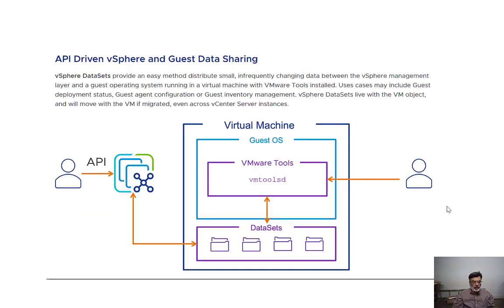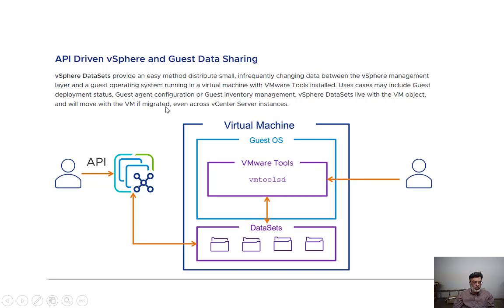Now the final feature is called vSphere dataset. Basically vSphere dataset provides an easy method to distribute small, infrequently changing data between the vSphere management layer and the guest operating system running in a virtual machine with VM tools installed. Use cases may include the guest deployment status, guest agent configuration, and guest inventory. vSphere dataset lives with the VM object and will move with the VM migration.